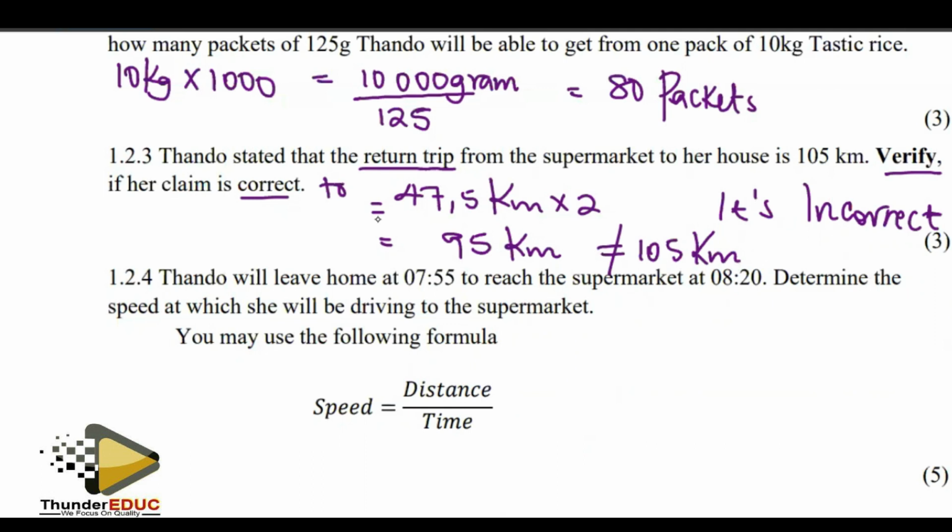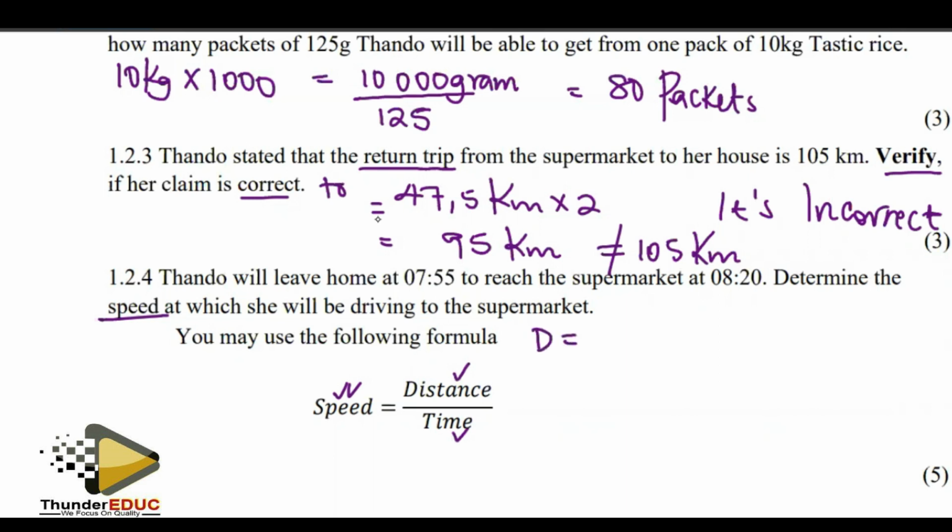Tando will leave home at 5 minutes to 8 to reach the supermarket at 20 minutes past 8. Determine the speed at which she will be driving to the supermarket. Use the formula below. Whenever you're given a formula, please analyze it. What am I looking for? Determine the speed. Indeed, I'm looking for speed, so speed is in the right place. If I'm to look for speed, that means I am given distance and I have time. What's my distance?